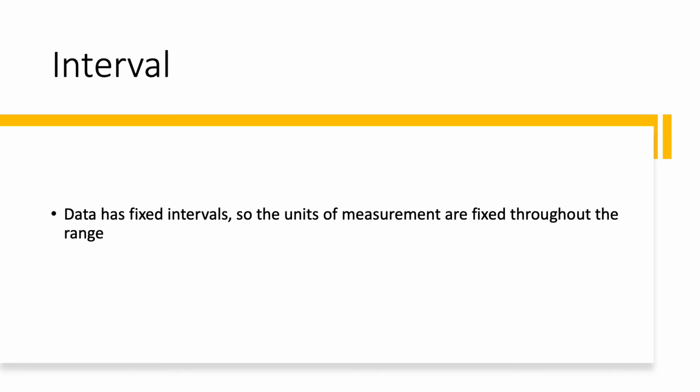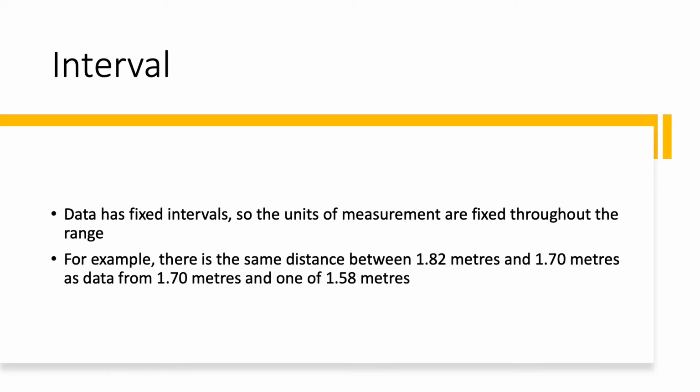Let's look now at the differences between interval and ratio data because there are a lot of similarities between them. Interval data has fixed intervals. So the units of measurements are fixed throughout the range, which means that the differences between the intervals are always the same. A good example of this is distance, because the difference between 1.82 metres, for example, to 1.7 metres is the same as 1.7 metres to 1.58 metres. Another example of interval data would be temperature, because the difference between 1 degree and 2 degrees is the same as 38 degrees and 39 degrees.